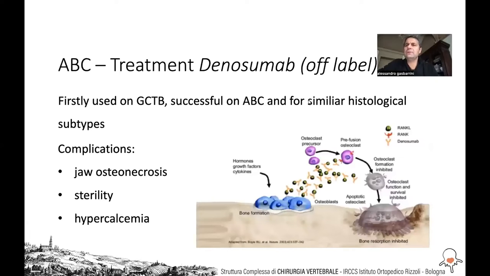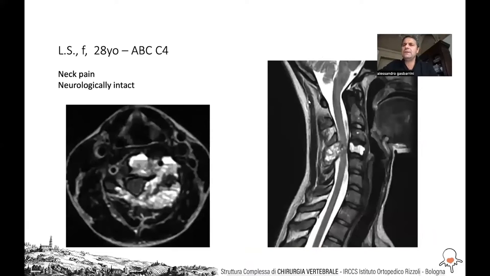Now we have a look at another treatment option, still debated. Denosumab is off-label for ABC, but considering the similarities between giant cell tumor and ABC, it has been used for ABC in some cases, especially when other options were not effective. Denosumab is a human monoclonal antibody. It inhibits RANKL, the main osteoclastogenic cytokine. It reduces bone resorption, and denosumab therapy can lead to complications such as jaw osteonecrosis, sterility, and hypercalcemia.